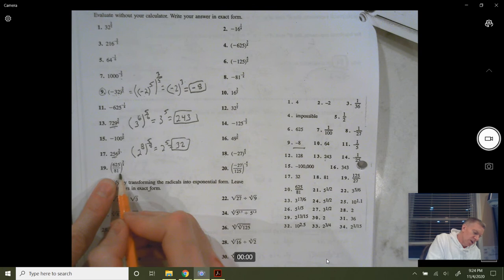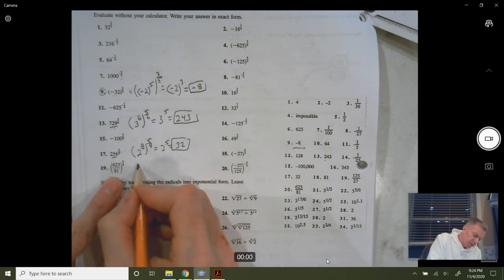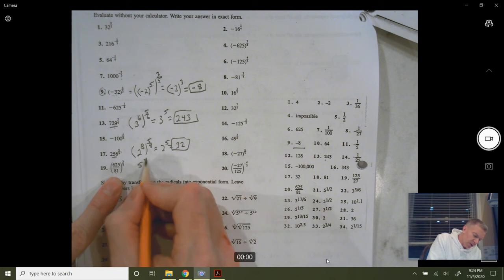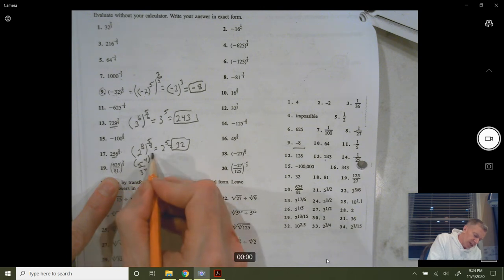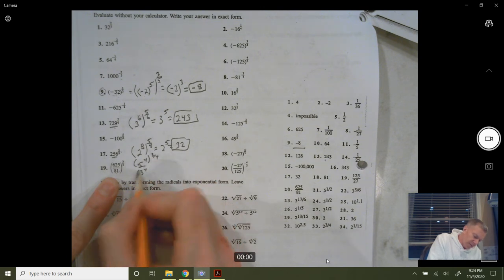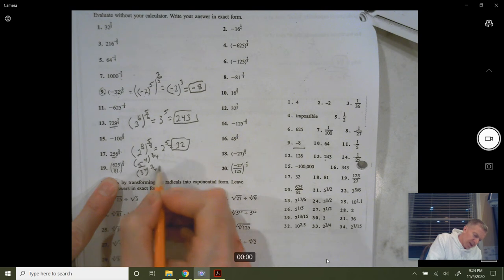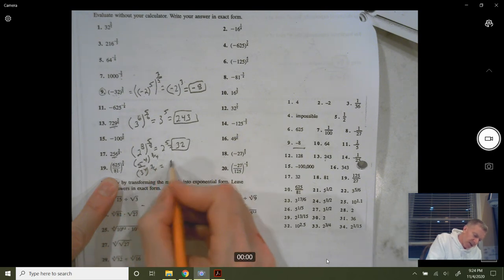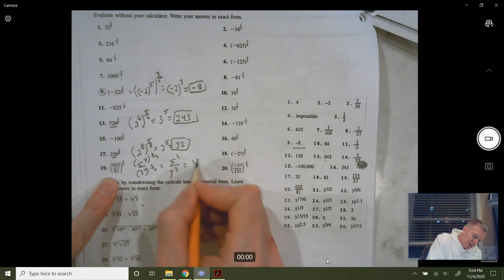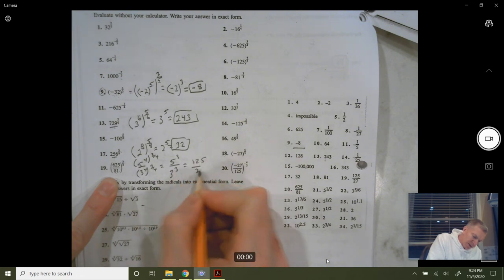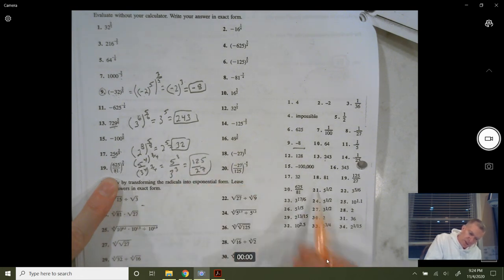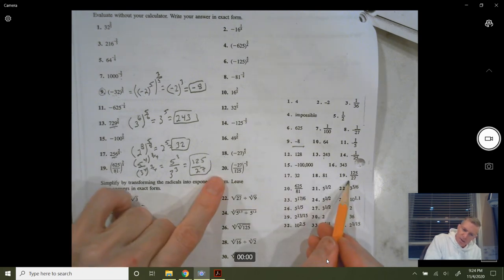Okay, this one. Again, I'm going to rewrite these with the smallest base possible. 625 is 5 to the 4th. 81 is 3 to the 4th. Now I'm raising the entire thing to the 3 fourths, so I can raise the top to the 3 fourths and the bottom to the 3 fourths. And I get 5 cubed over 3 cubed, or 125 over 27. It's number 19. Yep, looks good.